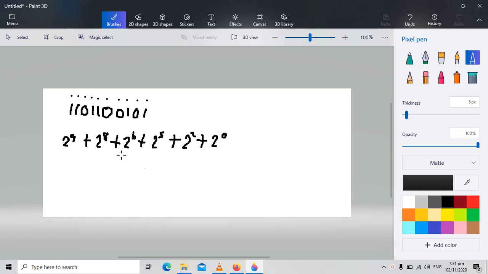Okay, now we have all the values here. Let's try to solve it. 2 to the power of 9 is 512. 2 to the power of 8 is 256.